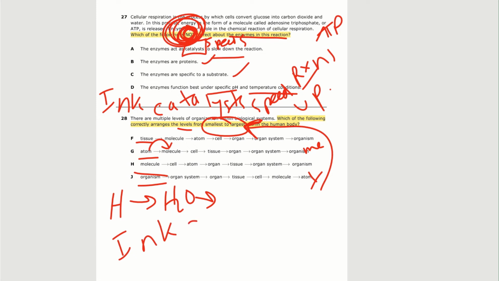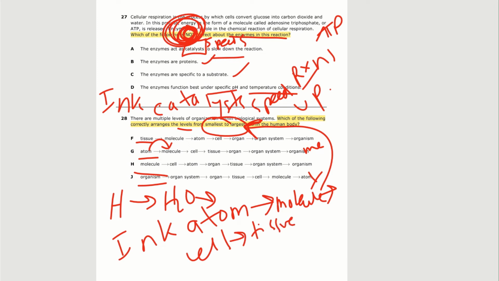I now know, and please write it all again. Atom, molecule, cell, tissue, organ. You have to know these guys. The organ system and organism. You have to know the order of this because that's your body.